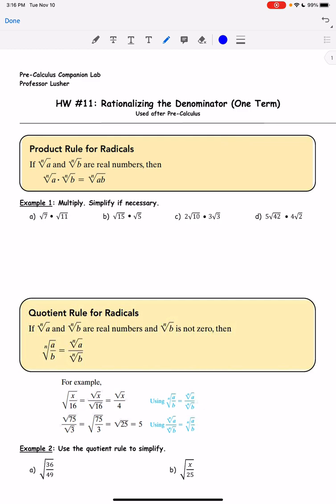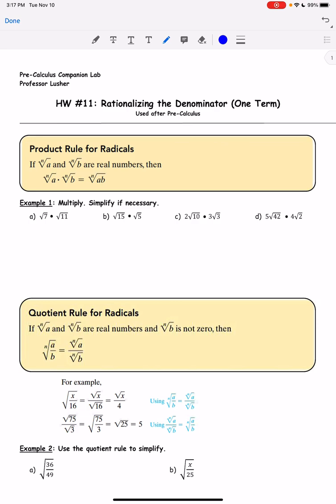Before we start rationalizing the denominator, we need to go over a couple rules that have to do with radicals. So the first is the product rule, and we actually already went through this one when we were in lesson 4, simplifying radicals. As long as these indexes are the same, then we can multiply what's under the radicals together. So example 1 says multiply, simplify if necessary.